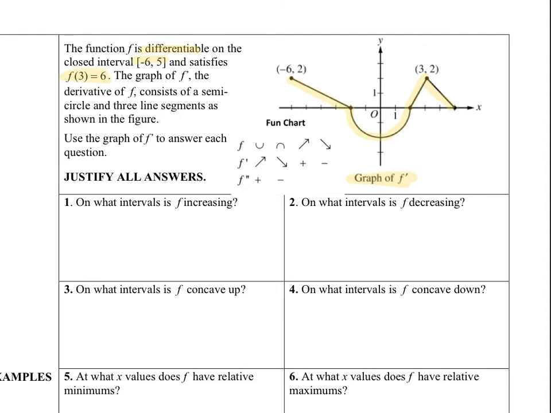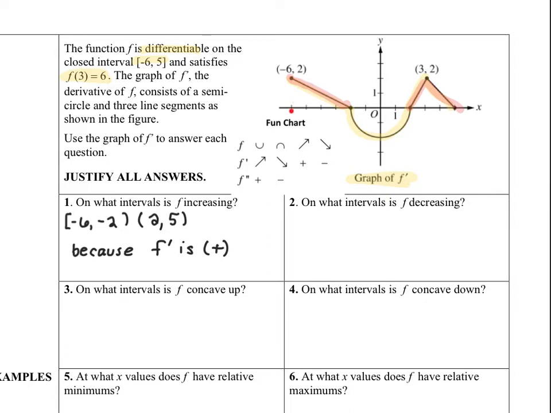I've pulled our fun chart in here to help us know what to look for. Question number 1 says, on what intervals is f increasing? Here's f. I see a little increasing picture here. So what I'm looking for in my f prime is a positive. This is f prime, and positive means above the x-axis. So this graph is above the x-axis on these intervals, and I list those as my answer.